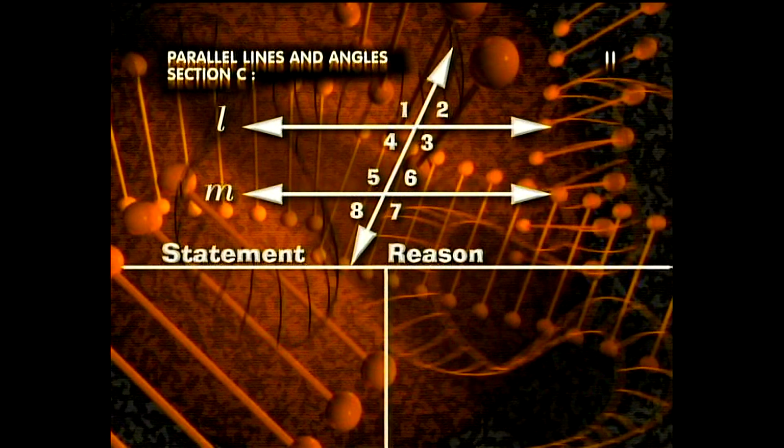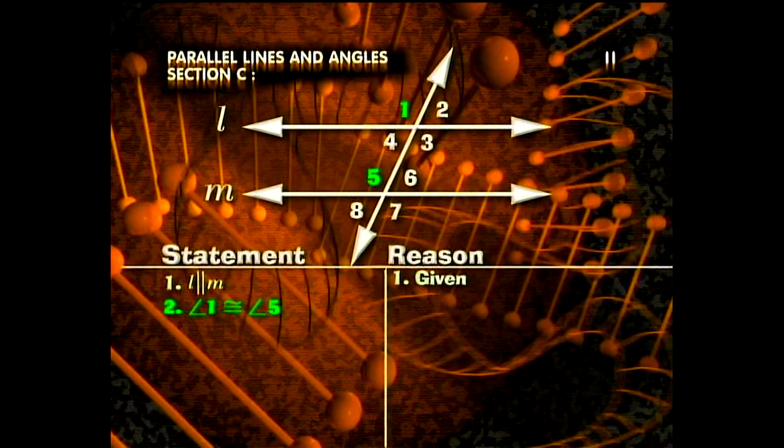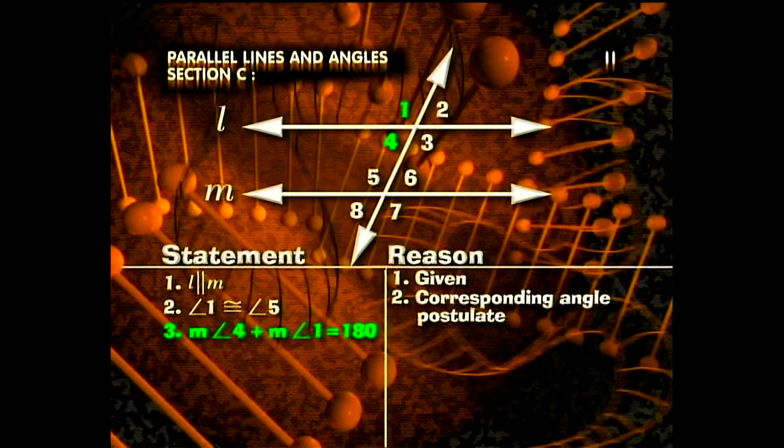Okay, let's set up our proof table. Our first step is to state our given information. L is parallel to M. Next, we state that angle 1 is congruent to angle 5. Our reason is the corresponding angles postulate. Step 3 is the sum of the measures of angle 1 and angle 4 equals 180. We know this because of the definition of a straight angle.